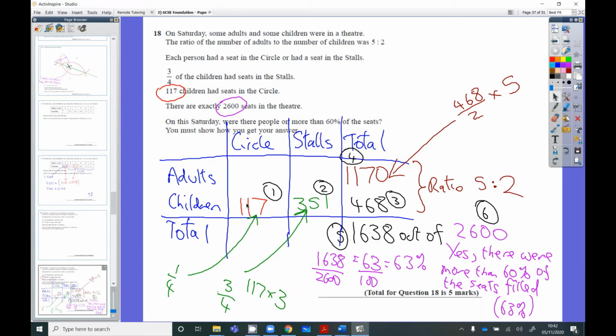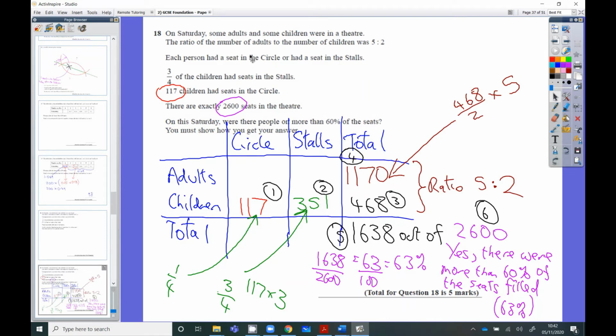Now, we know that 3/4 of the children had seats in the stalls. So the number of children who had seats in the stalls was 3 times as great as the number of children who had seats in the circle, because that's 1/4, this is 3/4. So 117 times by 3 gives me my 351. So how many children have I got in total? 117 and 351 is 468.